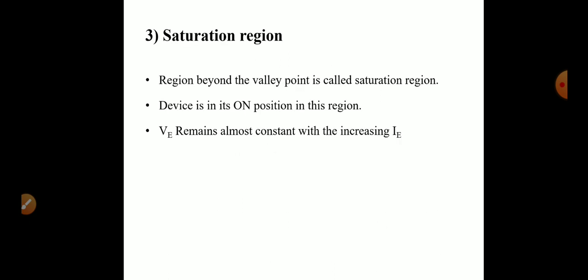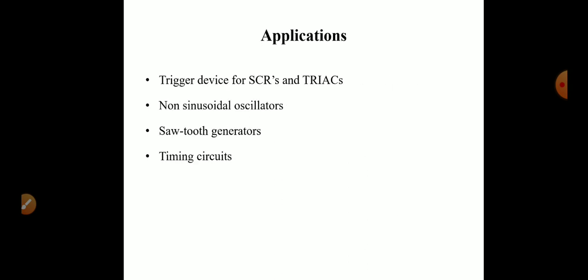Next one is the saturation region. The region beyond the valley point is called the saturation region. The device is in its on position in this region. VE remains almost constant with the increasing IE.